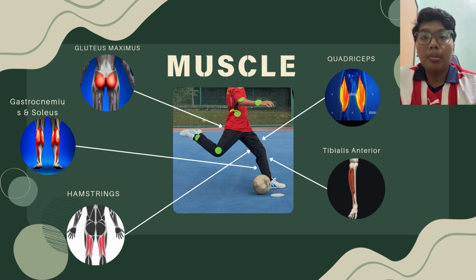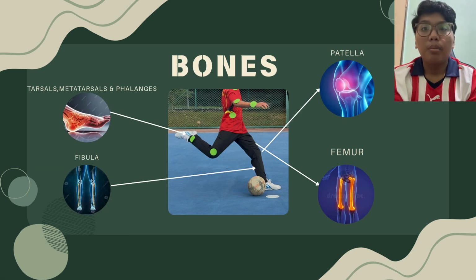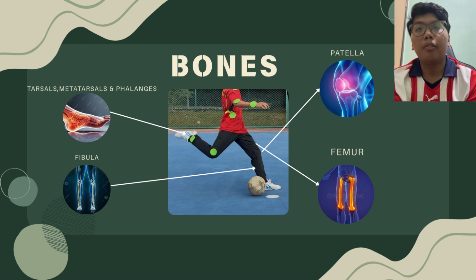The gastrocnemius and soleus generate explosive push-off, and the tibialis anterior controls the foot for quick direction changes and ball control. Meanwhile, for the bones, the tarsals, metatarsals, and phalanges support quick footwork and ball control, while the fibula and femur provide stability and strength for running and kicking. And the patella helps protect the knee during sudden stops and changes in direction.